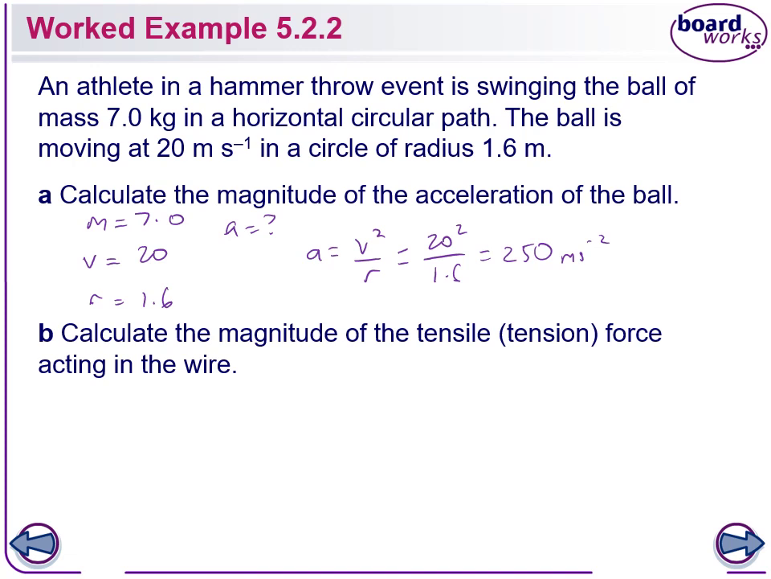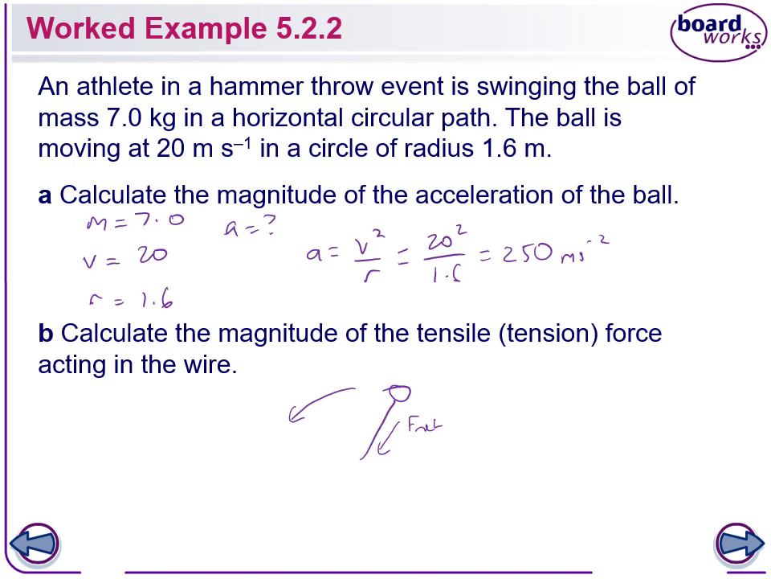Okay, calculate the magnitude of the tension force acting in the wire. So, I'll do a bird's eye view here. We have a ball, a hammer, acting in a circular motion. We know that F net is acting inwards. And remember, the F net has to be caused by something. Our centripetal force has to be caused by something. In this case, it is going to be the tension force of the wire. So our centripetal force, our net force, and the tension force in the wire are all the same thing.